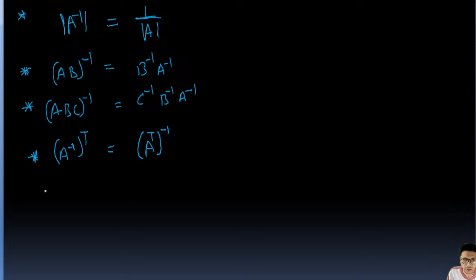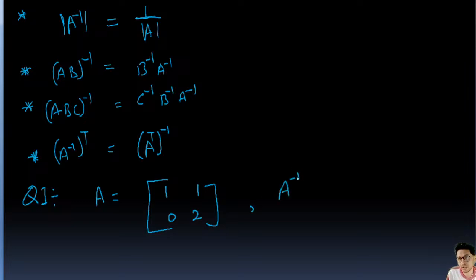Okay, I'll solve one simple question. Question number one. We are given A, which is 1 1 0 2, and we have to find A inverse. I will explain how to find it now. So A is 1 1 0 2.